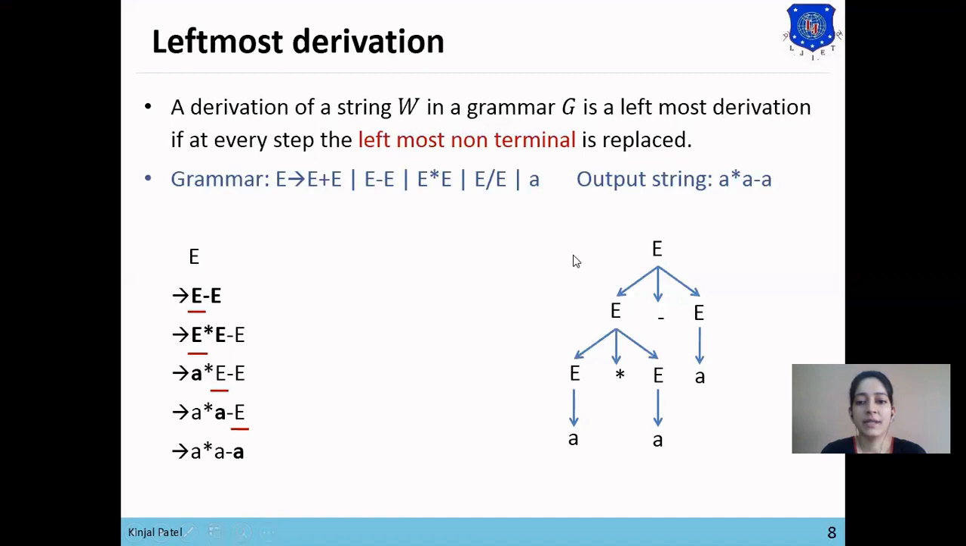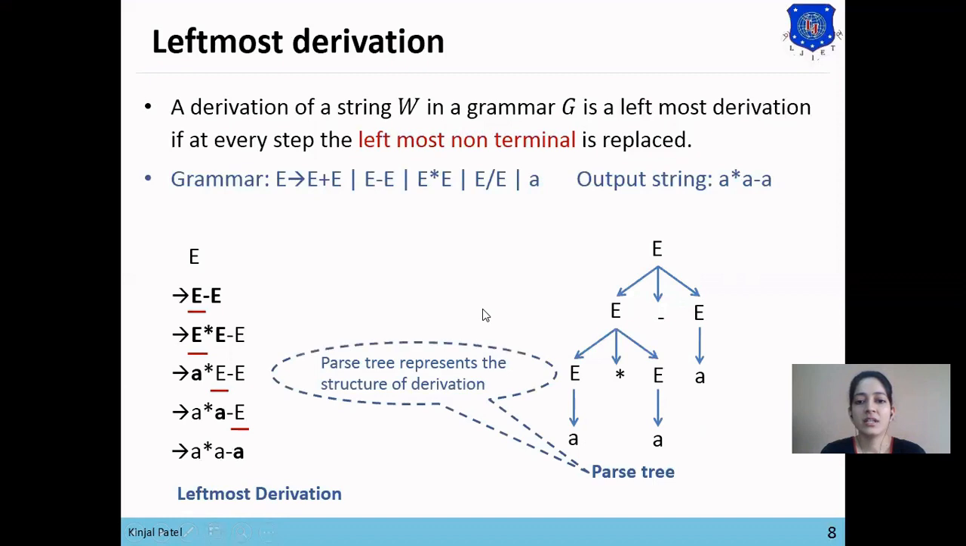And you can see that parallelly our parse tree also has been generated. So this is the leftmost derivation of our output string A star A minus A, and this is the parse tree for our string A star A minus A. Parse tree is just a representation structure of the derivation.